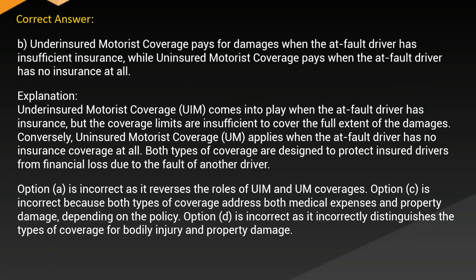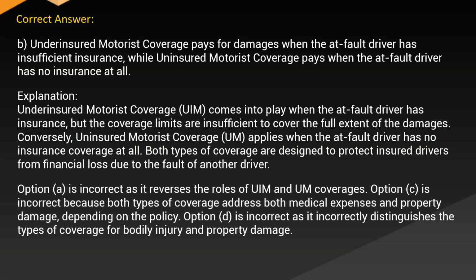Correct answer. B. Underinsured motorist coverage pays for damages when the at-fault driver has insufficient insurance, while uninsured motorist coverage pays when the at-fault driver has no insurance at all. Explanation. Underinsured motorist coverage (UIM) comes into play when the at-fault driver has insurance, but the coverage limits are insufficient to cover the full extent of the damages. Conversely, uninsured motorist coverage applies when the at-fault driver has no insurance coverage at all.